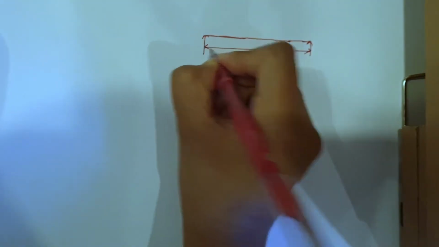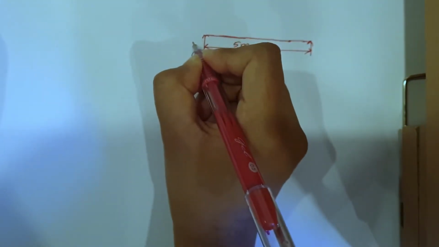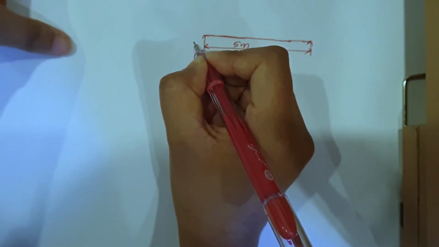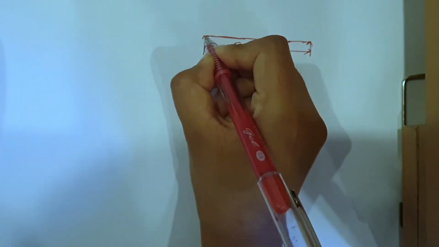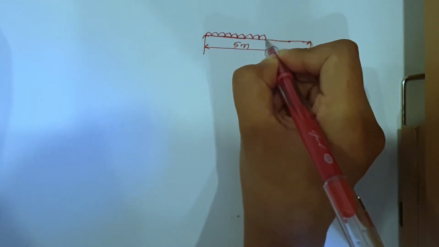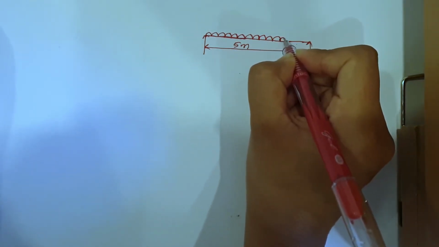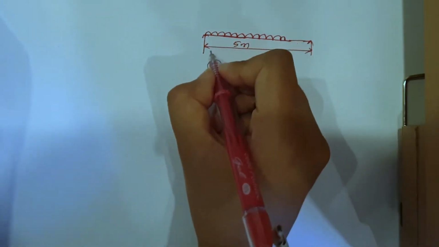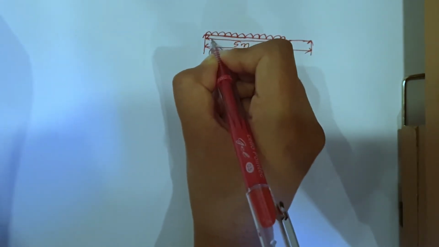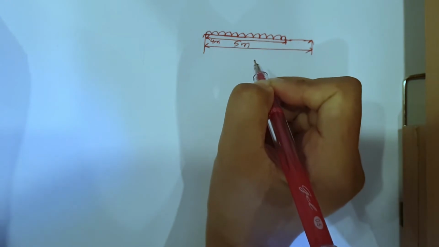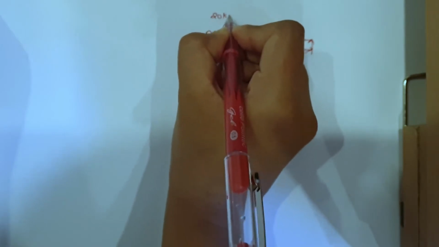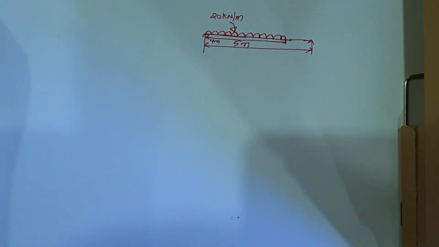Its total span is 5 meter and it carries a UDL of 20 kN per meter over 4 meter length from left hand support. So this is my left hand support and it carries a UDL of 20 kN per meter over a span of 4 meter. So till here, let us say, this span here is 4 meter. Okay, and its intensity is 20 kN per meter, right?